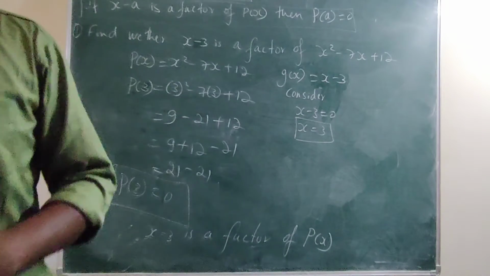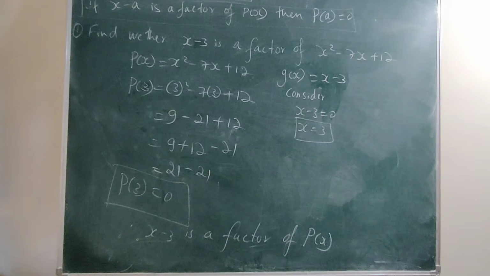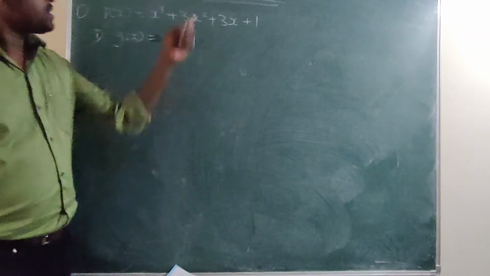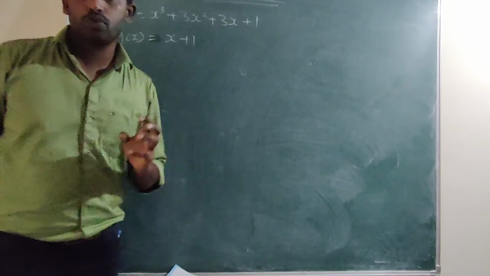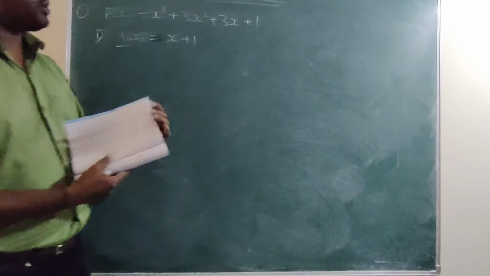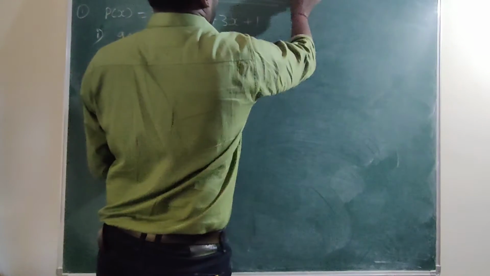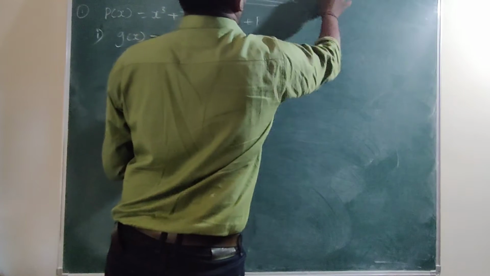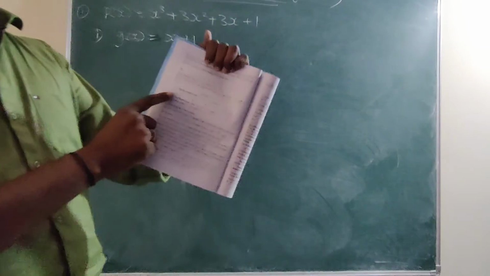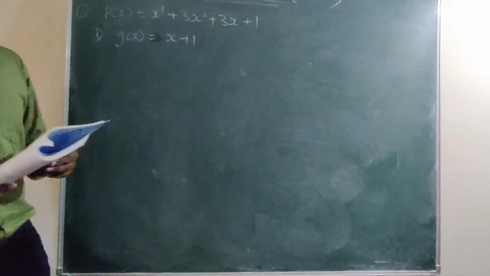Now I would like to solve the next exercise. Please note down, students. Okay, students. Now exercise number 2.3. First heading, exercise number 2.3, page number 40. This was actually the first sum, students. Locate the question in the textbook.